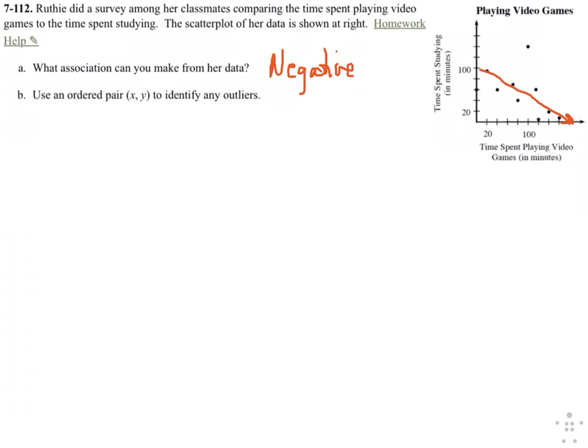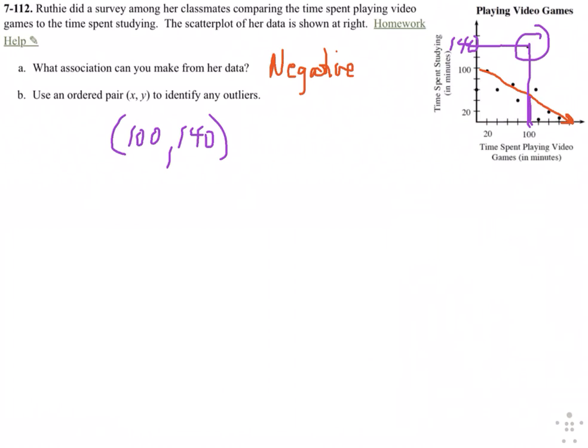Okay, and then it says use an ordered pair (x, y) to identify the outliers. Well, the only outlier I see is up here, right? So if I have to see where that is, it's at 100 in the x, and then this looks like 140. So the ordered pair would be (100, 140).